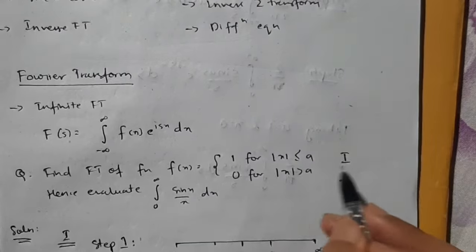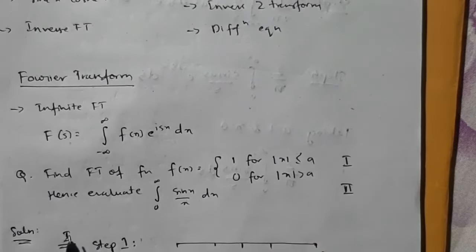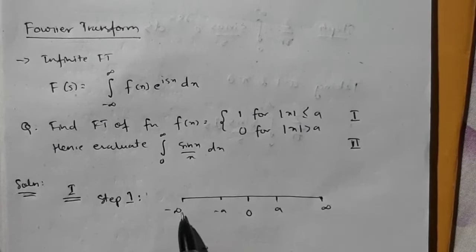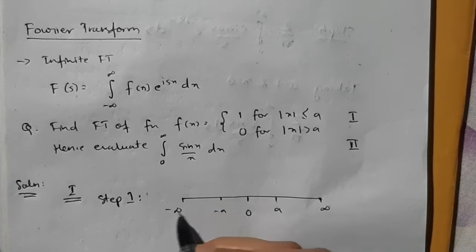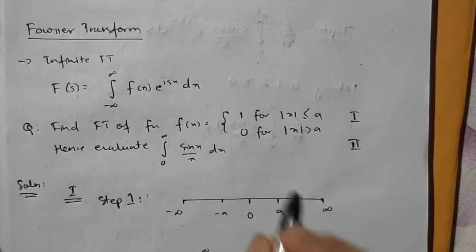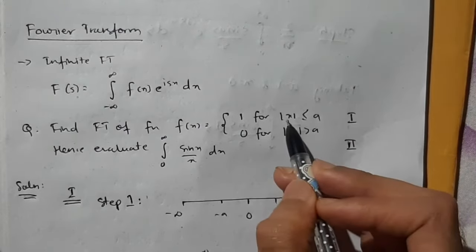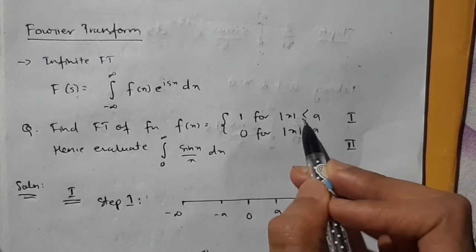So the question is divided into 2 parts first. You need to observe here, the question is divided into 2 parts. Solving the first part, step 1, what you need to do, you need to draw this line. Draw this line from here till here, then mark minus infinity to infinity, minus a to a, and here 0. Then observe here, I'll show you one trick. x is less than or equal to a.